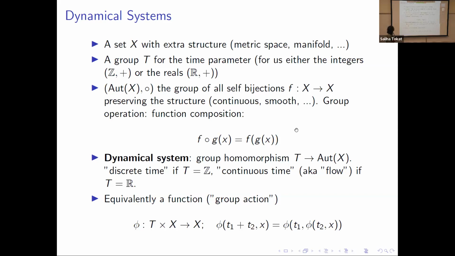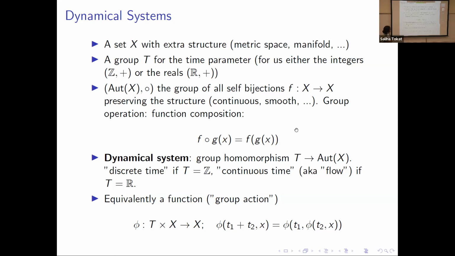Start with what dynamical systems are. In order to talk about dynamical systems, we need a set. Dynamical systems consider a system that evolves with time. We need a non-empty set. This set has some extra structure, so this set X could be a metric space or manifold or something like that. And we need a group. Let's call it T. This T stands for time. This group could be the integers under addition or the real numbers under addition.